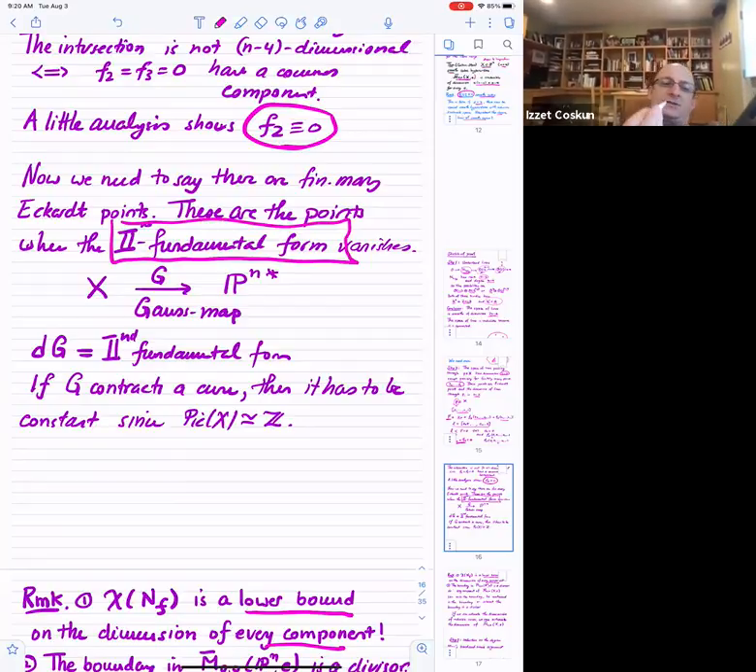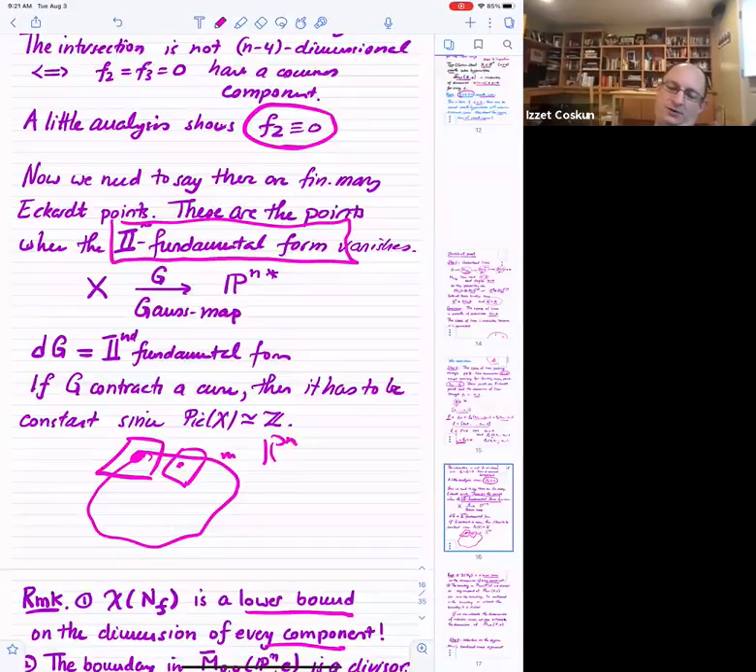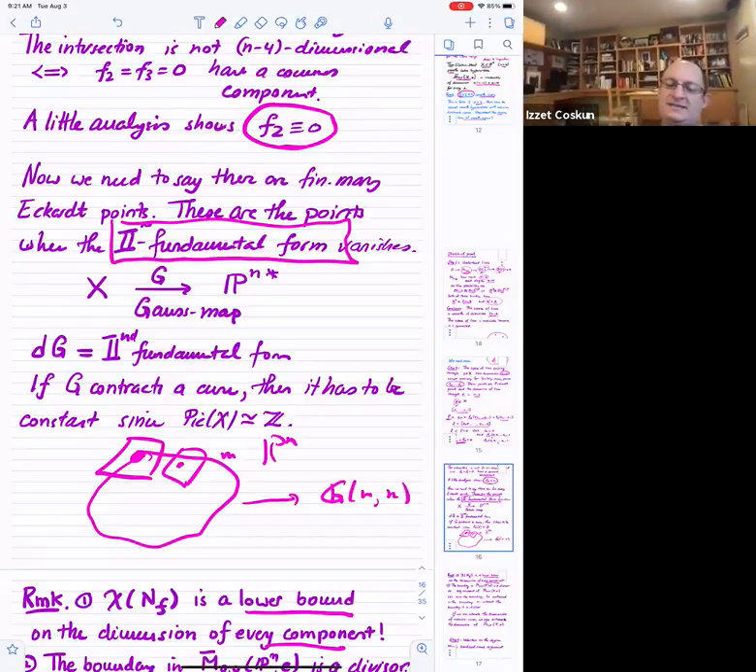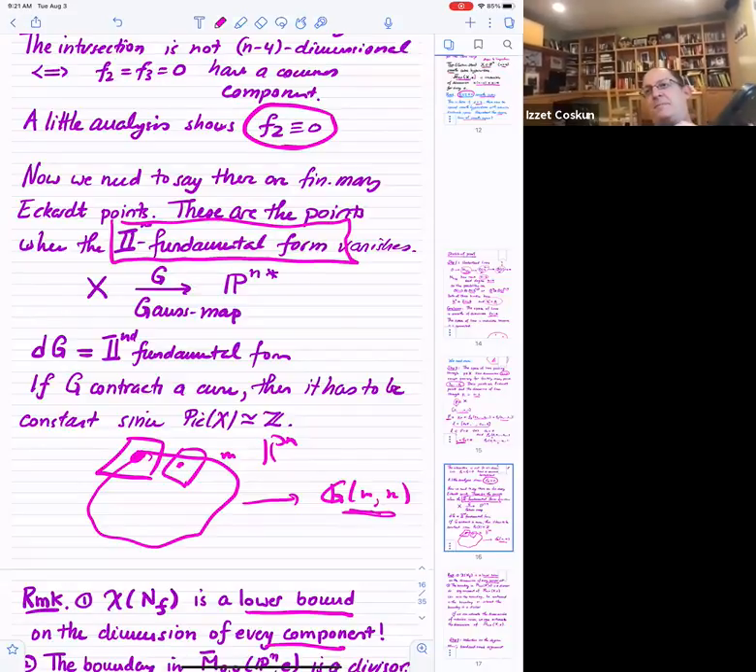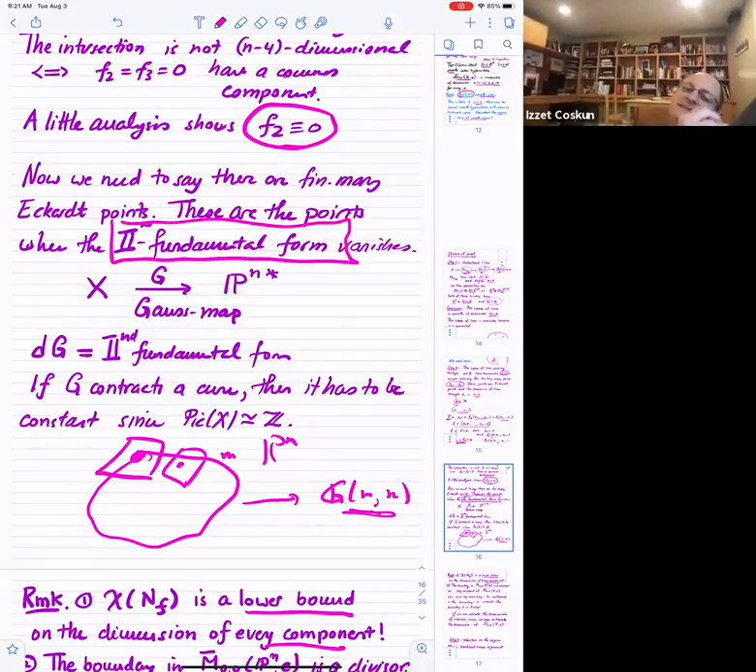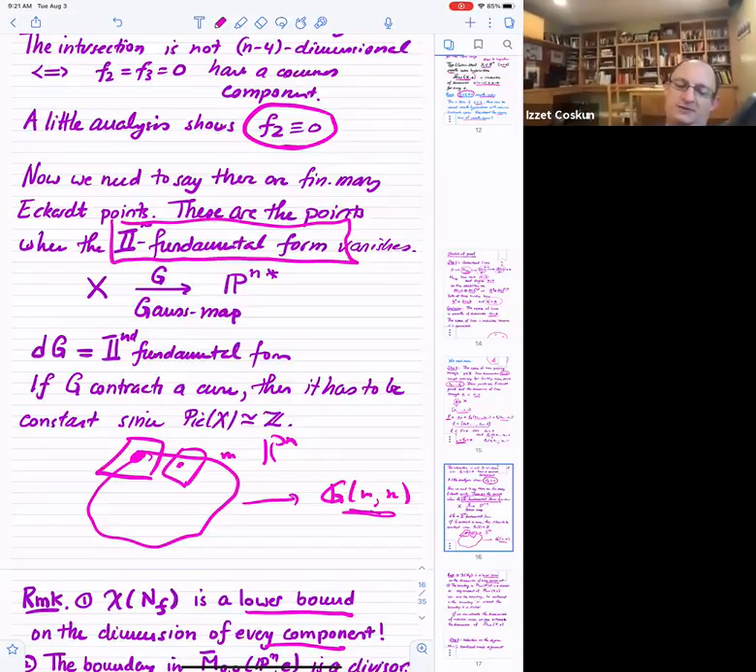So now what's the Gauss map? The Gauss map is the following thing. You have your manifold, and at each point you send it to the tangent space. So if you are in Pn and this is an m-dimensional manifold, you get a map to the Grassmannian of m planes in Pn, right? And the derivative of this map is given by the second fundamental form. Now, if this derivative is going to vanish along a curve, then the Gauss map has to be constant along a curve.